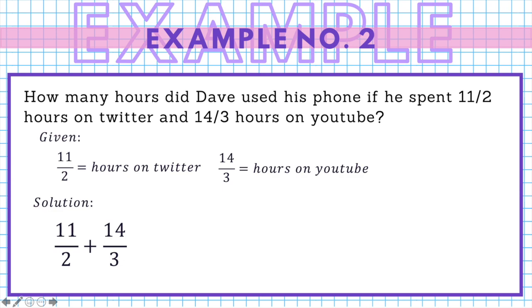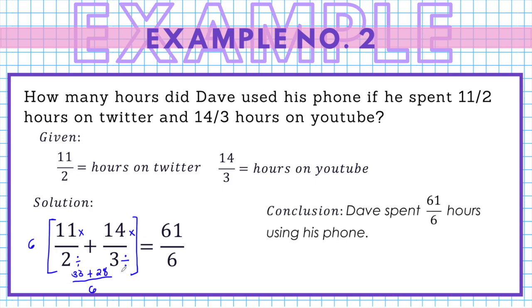Now, you can use your calculators, or by manually computing this, all you have to do is to get its LCD. So getting the LCD, we have 6. And then following the rules of LCD, where we divide it with the denominator and then multiply it with the numerator, we have 6 divided by 2 times 11, which is 33. By the way, our denominator is 6, which is the LCD. And then we just copy the operation, addition. Then 6 divided by 3, which is 2, times 14, we have 28. Now, simplifying this equation, we have 61 over 6. So, in conclusion, Dave spent 61 over 6 hours using his phone.